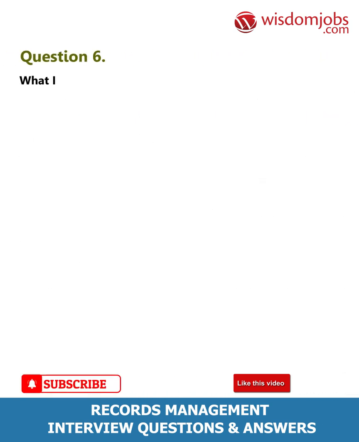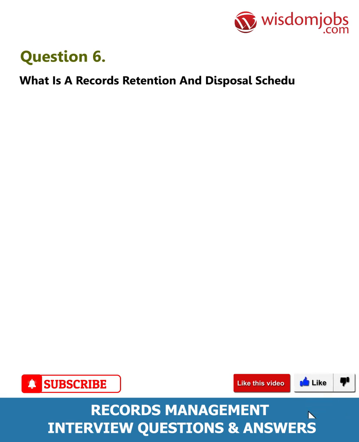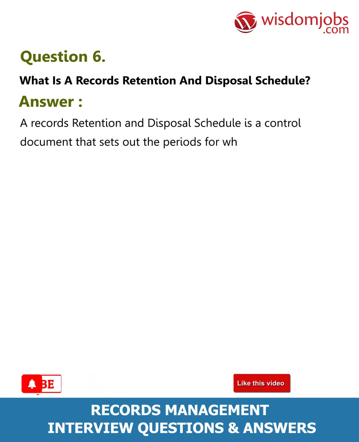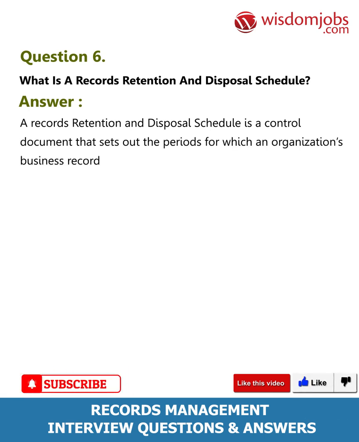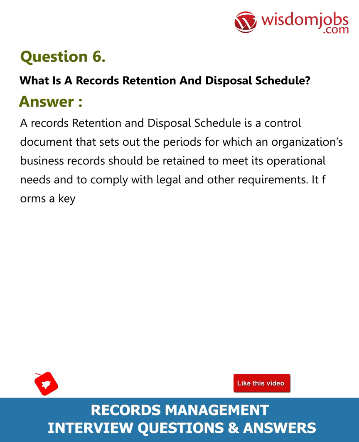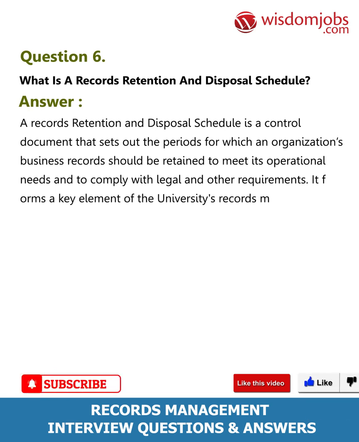Question 6. What is a records retention and disposal schedule? Answer. A records retention and disposal schedule is a control document that sets out the periods for which an organization's business records should be retained to meet its operational needs and to comply with legal and other requirements. It forms a key element of the university's records management policy.